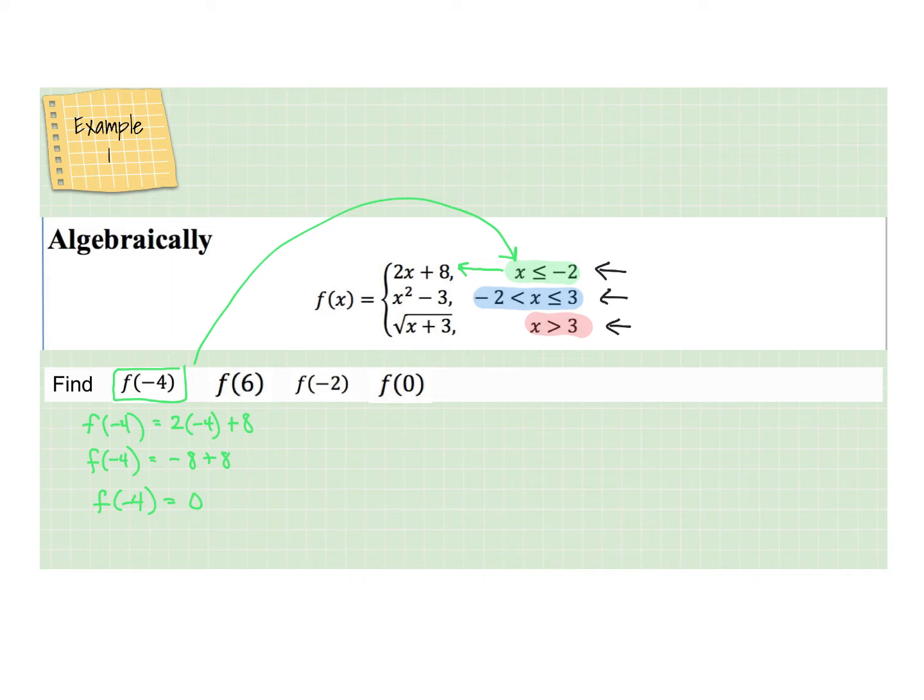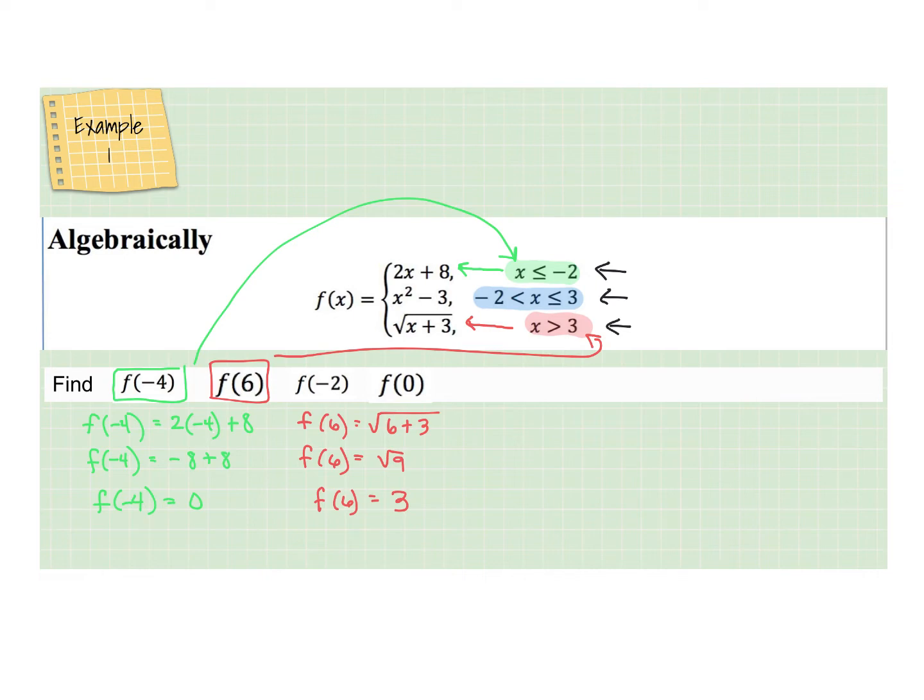For the next one, we have f of 6. F of 6 happens to be here because it's greater than 3. So we're going to be using the function square root of x plus 3. So I have function of 6 is equal to the square root of 6 plus 3. So function of 6 is equal to square root of 9, and function of 6 is equal to 3. Square root of 9 is 3.